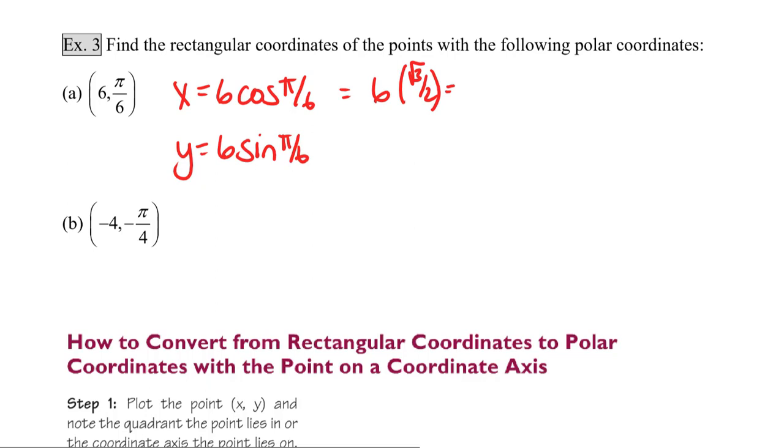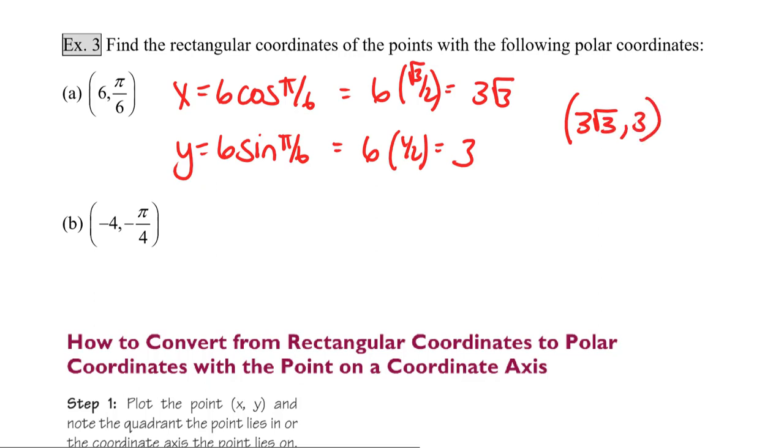So this means that x is equal to 3 times the square root of 3, and y is going to be equal to 6 times the sine of pi over 6, which is equal to 1/2, and 6 times 1/2 is 3. So the rectangular coordinates for this point are 3 root 3, and 3.